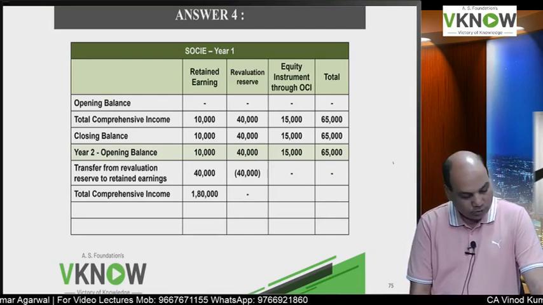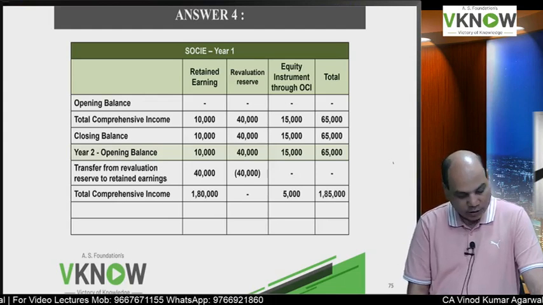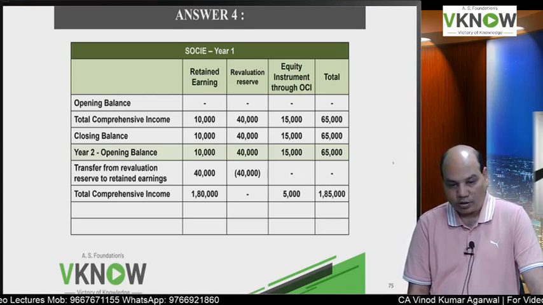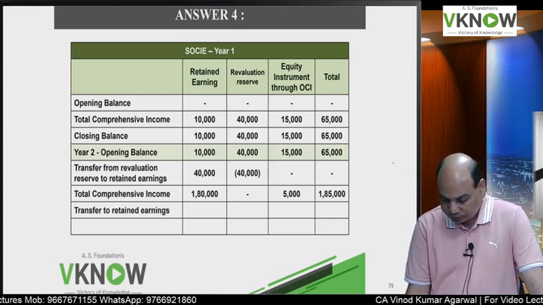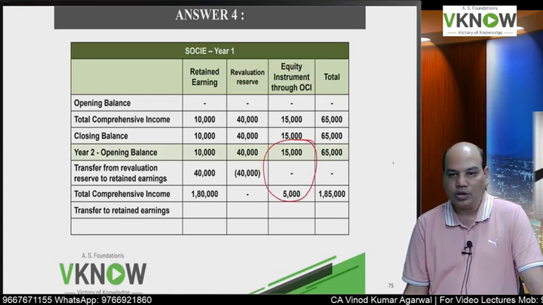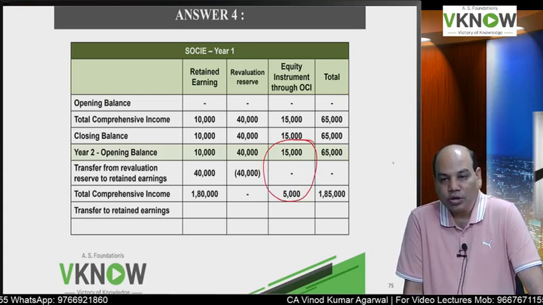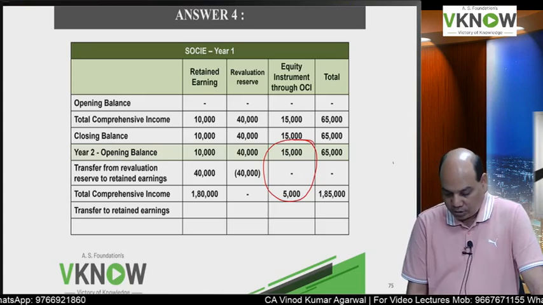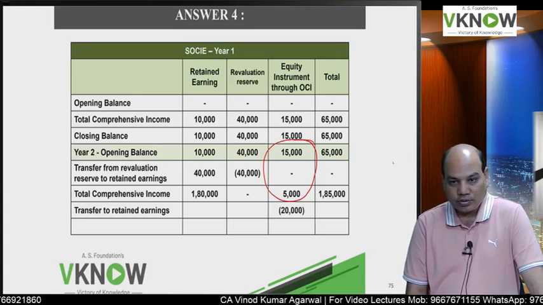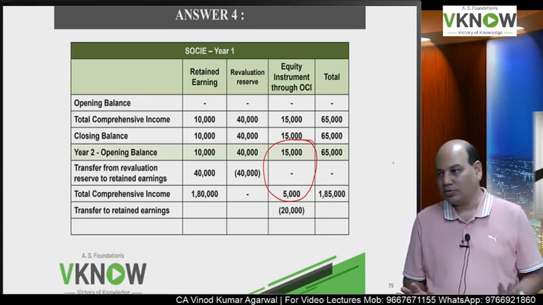There is nothing in revaluation. OCI is there, 5,000. Total 185. It should match with your last line of the P&L account or statement of profit and loss. This total will now be recycled within the SOCI, not through the P&L account. That is the instruction given by the IFRS. Okay, we can't change it. Like it or don't like it, there is no option here.